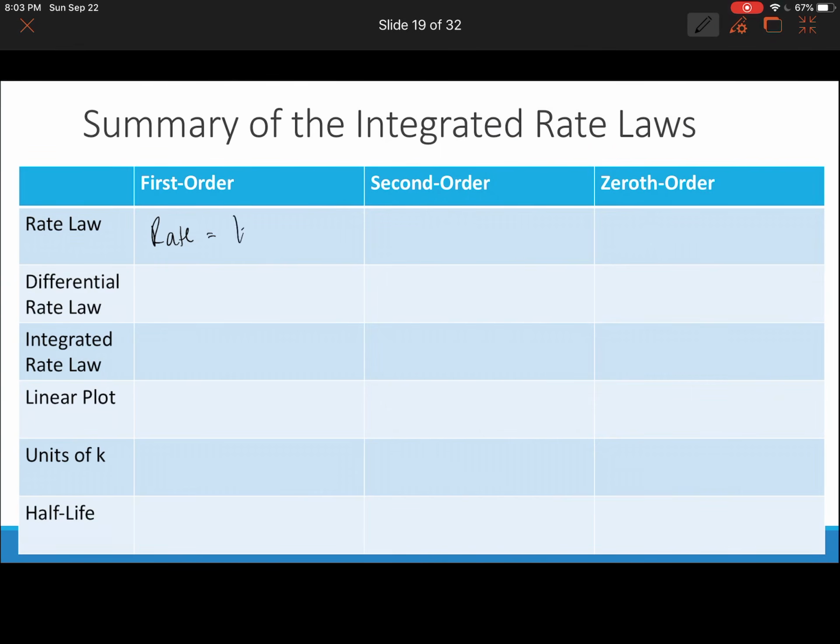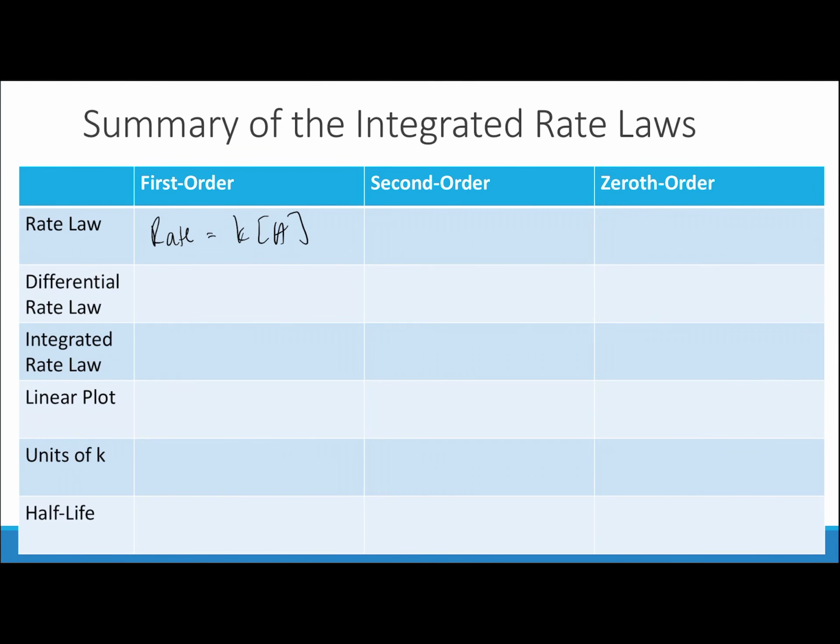Rate is equal to k[A] for a first order process. With a second order process, rate is equal to k[A] squared, and 0th order rate is equal to just k. It doesn't depend on any of our reactants. We can take our general rate law and our relative rate law and combine them.